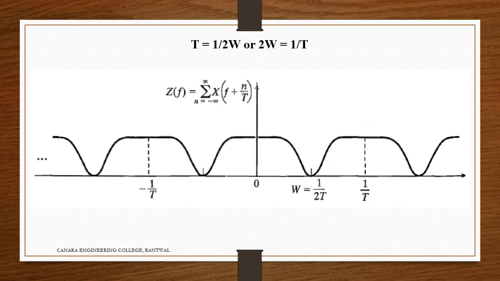Next one, if T is equal to 1/2W, or 2W is equal to 1/T. This is the interval; we just change it and get it like that. So this is the spectrum. We can see here again the spectrum is like this, and again it has been made flat.